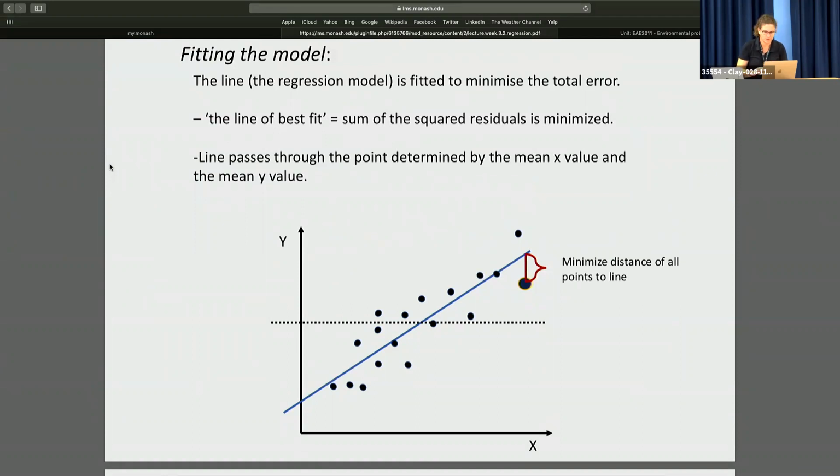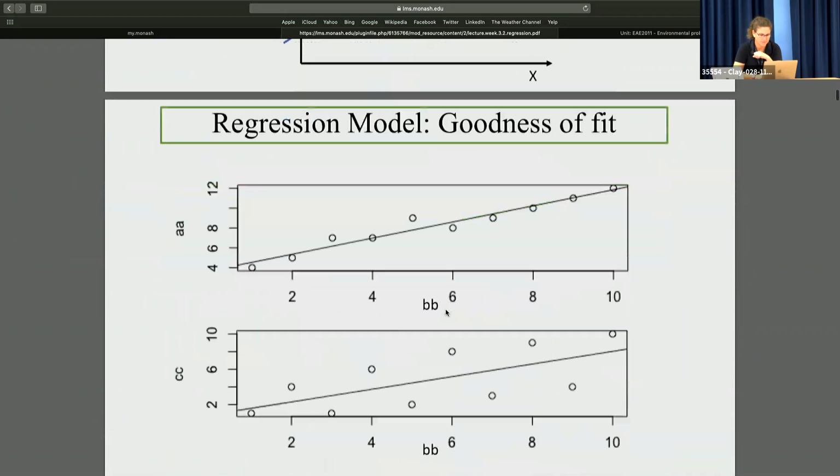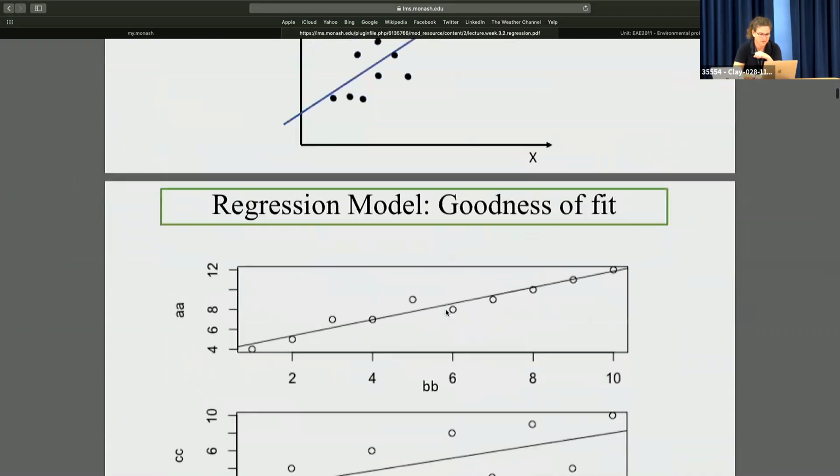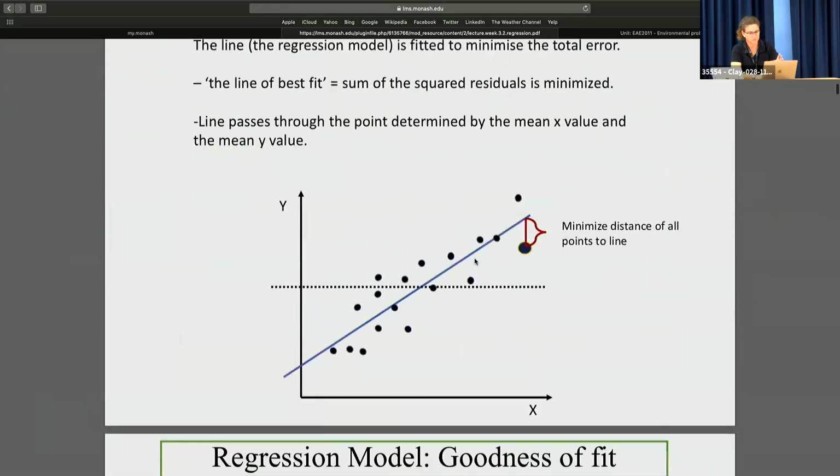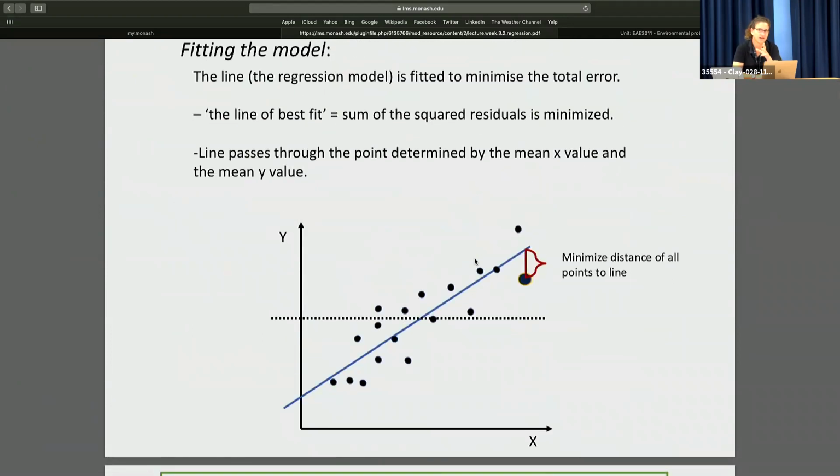All right, so we minimize the error, minimize that E in the equation. We're minimizing the distance of all of the points to the line. And not only do we minimize, we can also get a value that tells us the goodness of fit of our model to the data.